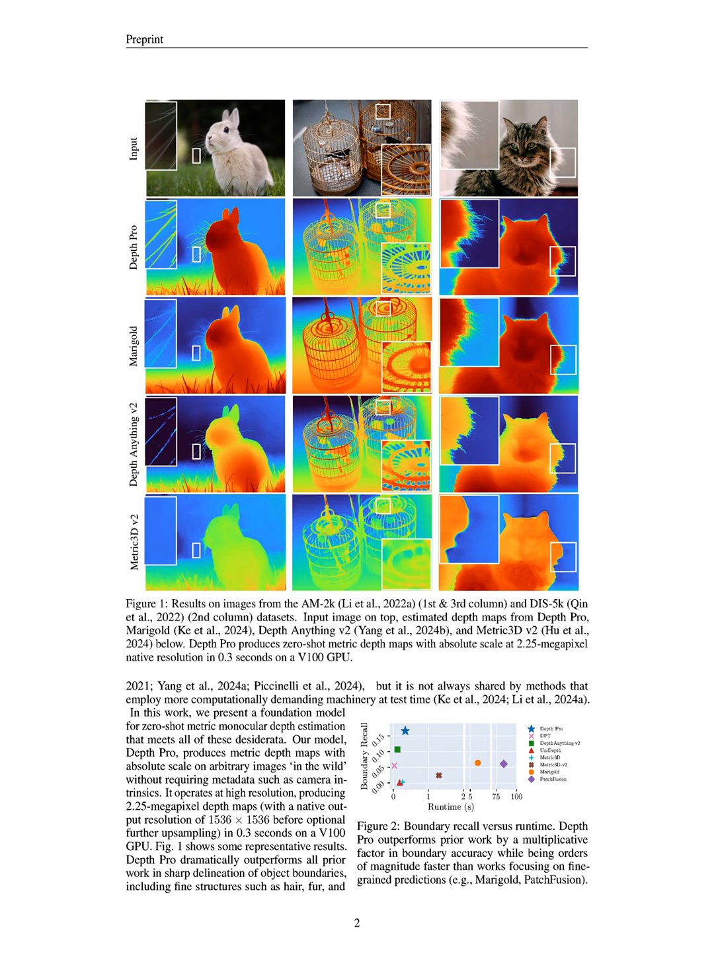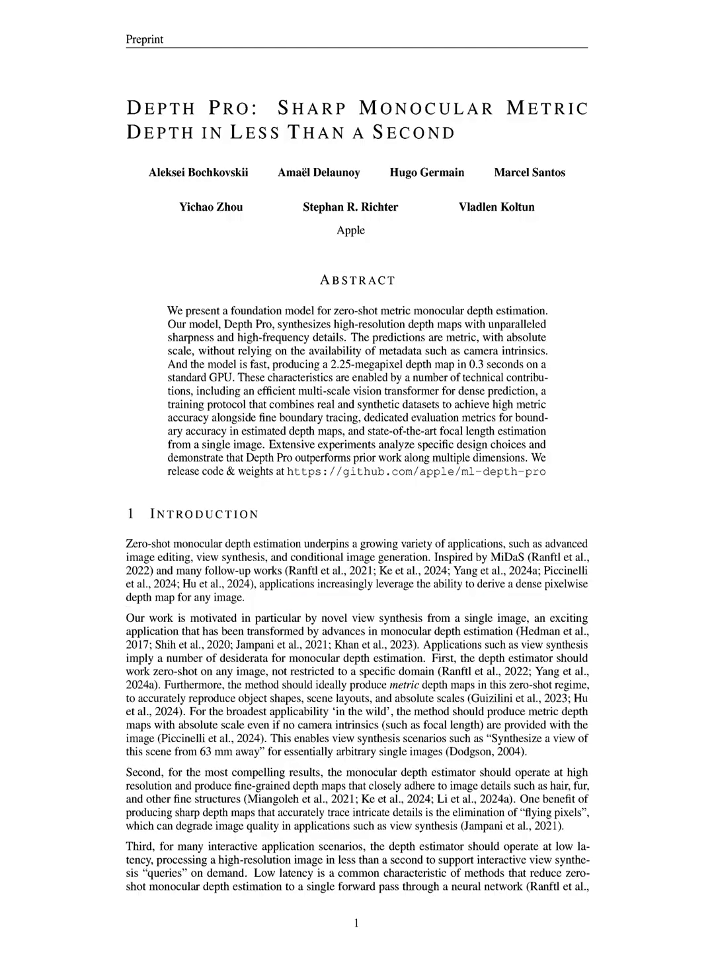Regarding runtime, Depth Pro operates at high resolution, generating 2.25 megapixel depth maps in just 0.3 seconds on a V100 GPU, making it substantially faster than other approaches that often struggle with high-resolution images. Additionally, Depth Pro excels in boundary tracing, demonstrating unparalleled sharpness and delineation of object boundaries, including fine structures like hair and fur, which is crucial for applications such as novel view synthesis. Overall, Depth Pro's architecture and training curriculum enable it to outperform existing models in these critical areas, providing a robust solution for zero-shot monocular depth estimation.